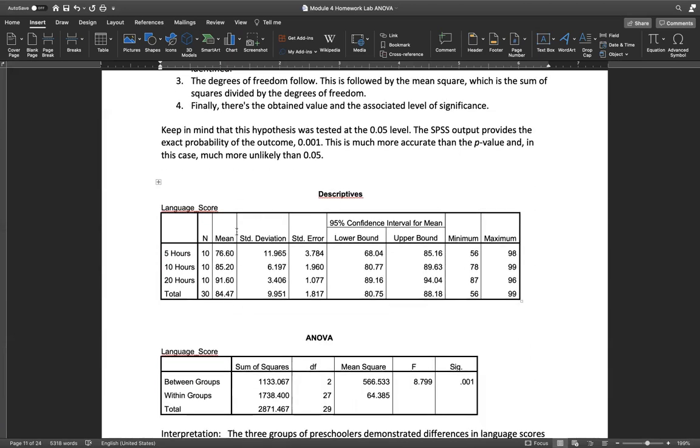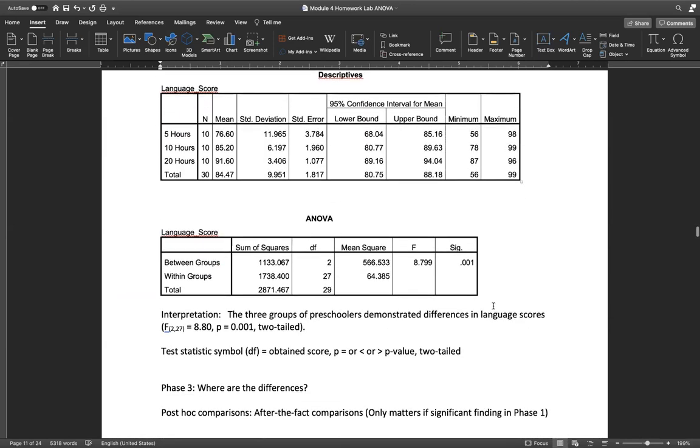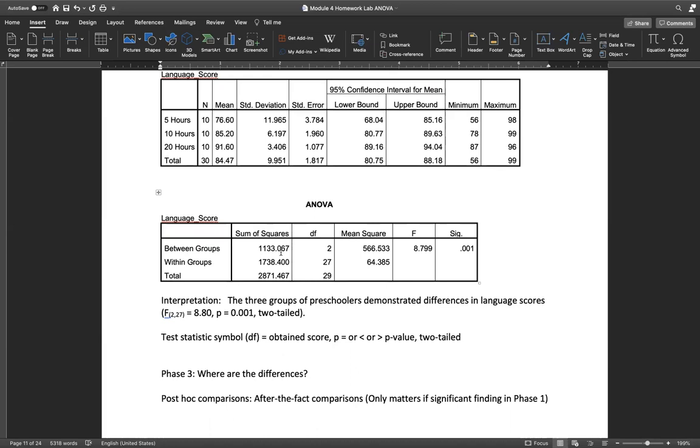We get our descriptives, which describe each of the groups: the 5-hour, 10-hour, and 12-hour, right? Mean, standard deviation, our confidence interval, all of that. Minimum, maximum, very helpful for testing and making sure that there's nothing weird about our data and it's out of bounds. Here's our between group, our within group, and our total group. Numbers should look very similar to what we just calculated by hand.